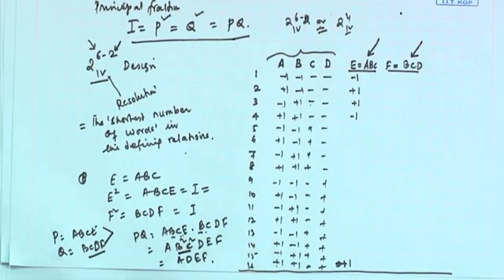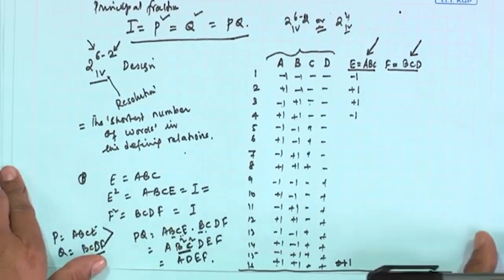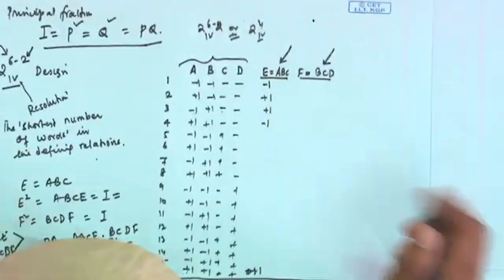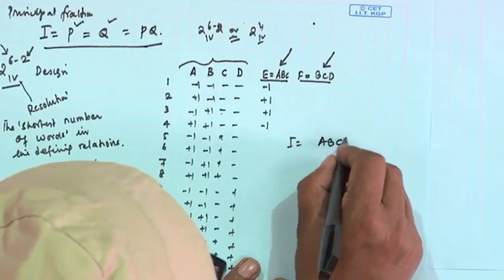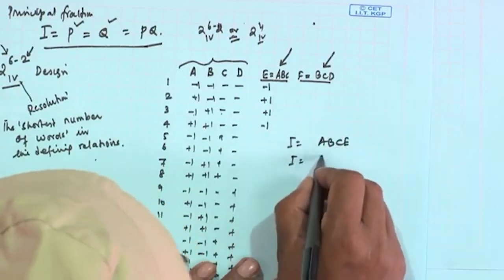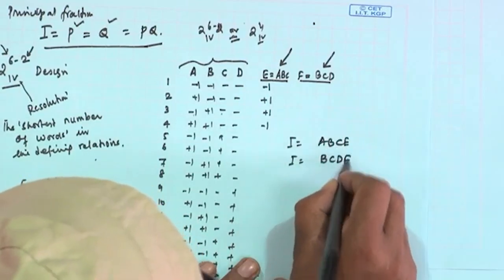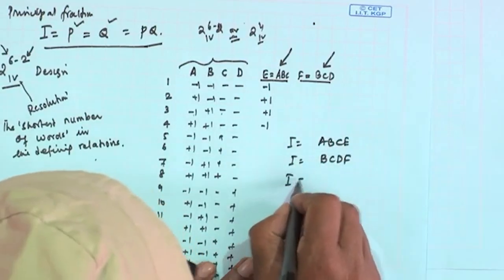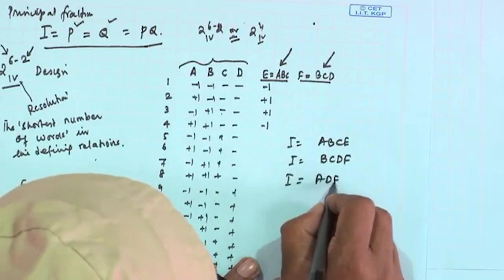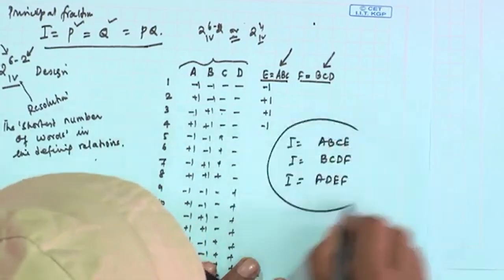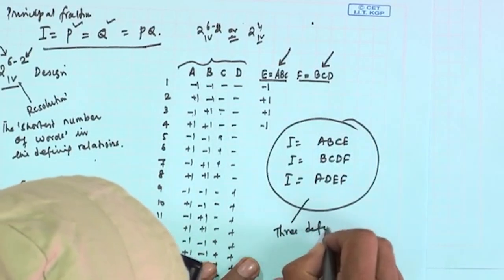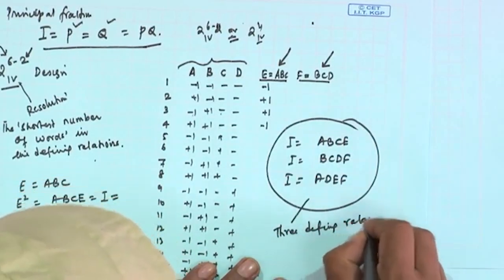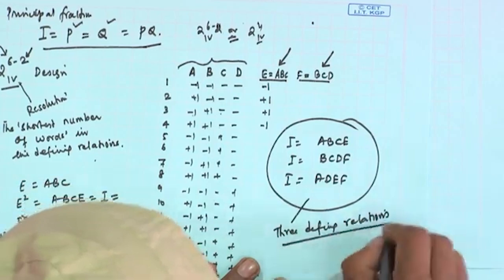So, then what are the defining relations for your case here? One, I equal to A, B, C, E, another one is I equal to B, C, D, F, another one is I equal to A, D, E, F. You have three defining relations.